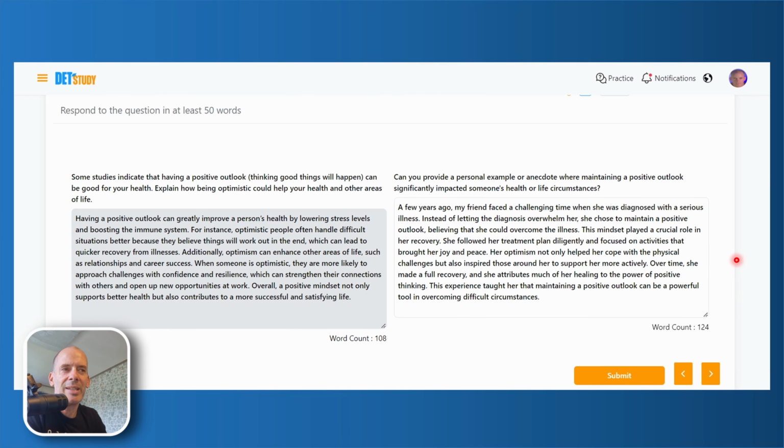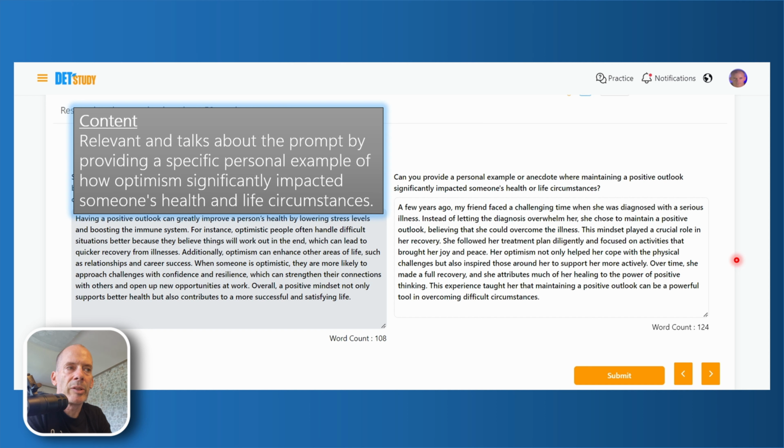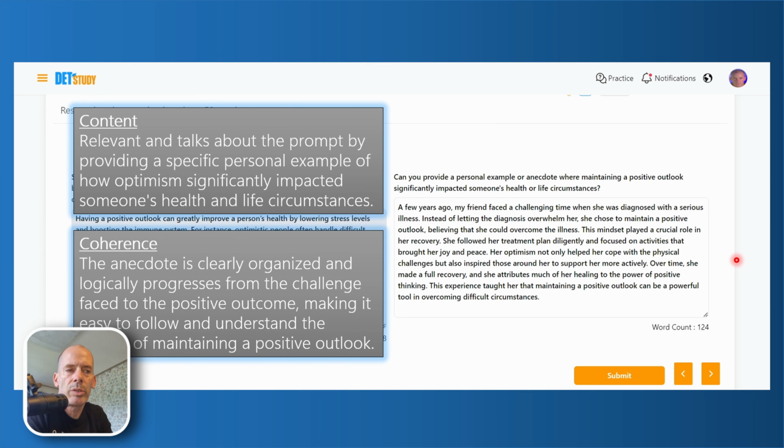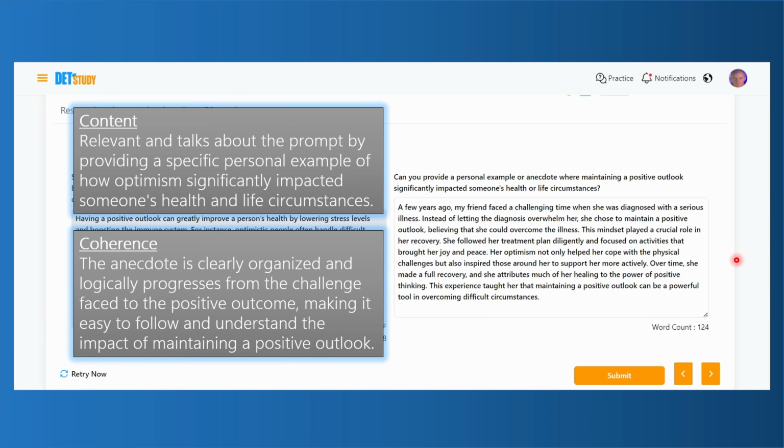Let's see what was done right with content: relevant and talks about the prompt by providing a specific personal example of how optimism significantly impacted someone's health and life circumstances. Coherence: the anecdote, the story, is clearly organized and logically progresses from the challenge it faced to the positive outcome, making it easy to follow. This is really important. Coherence means easy to follow and understand the impact of maintaining a positive outlook.